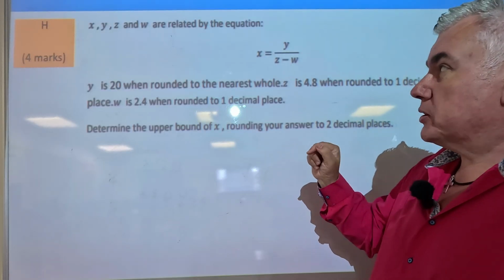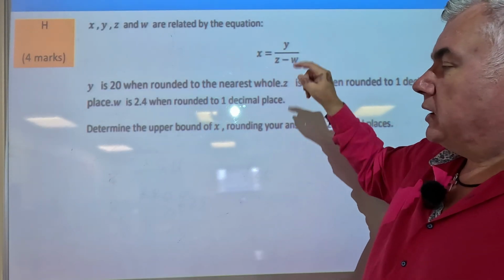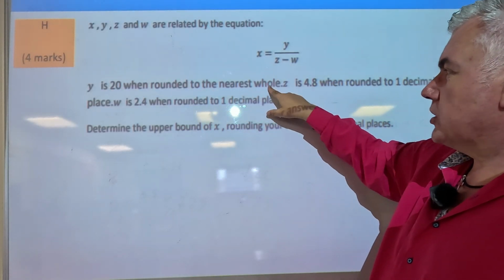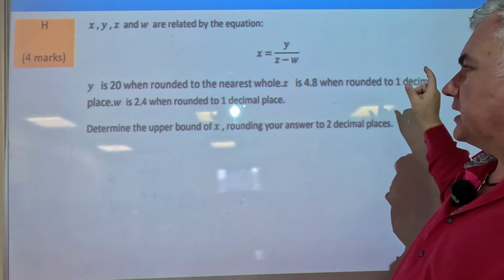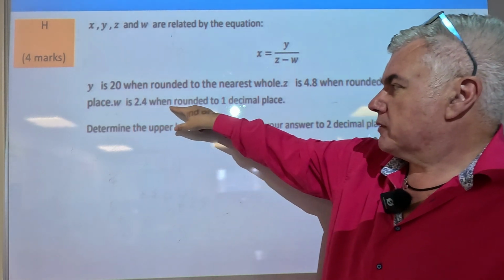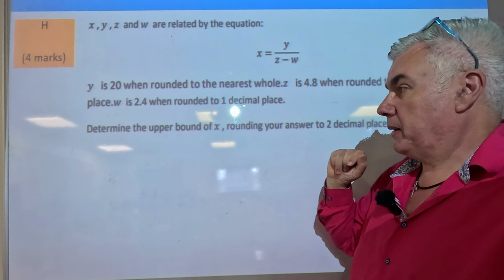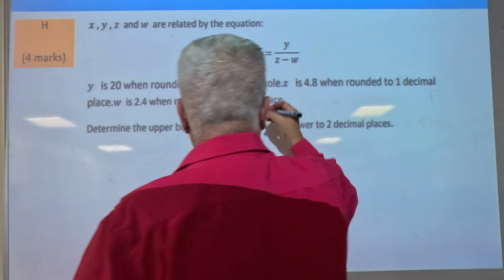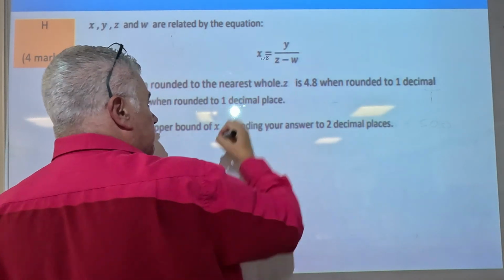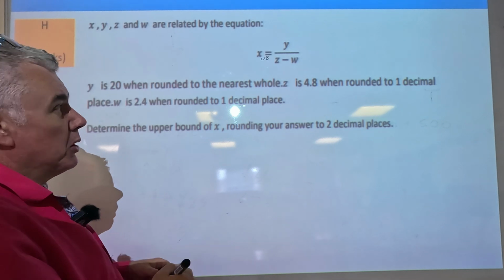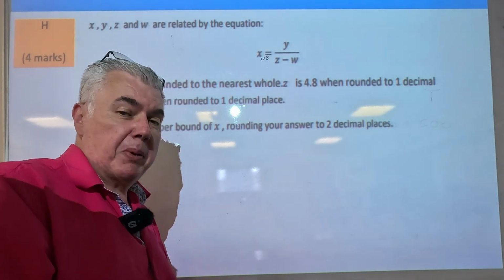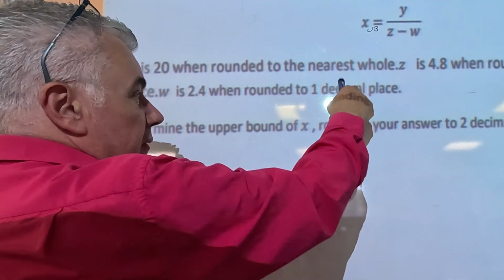X, Y, Z and W are related by this equation. Y is 20 when rounded to the nearest whole. Z is 4.8 when rounded to one decimal place. W is 2.4 when also rounded to one decimal place. Determining the upper bound. I want this to be as big as it can possibly be. I want the upper bound of X. What was the biggest value that could be before these numbers were rounded?